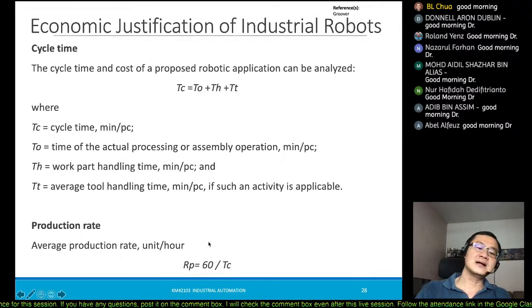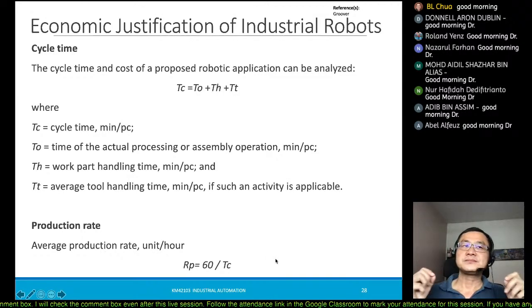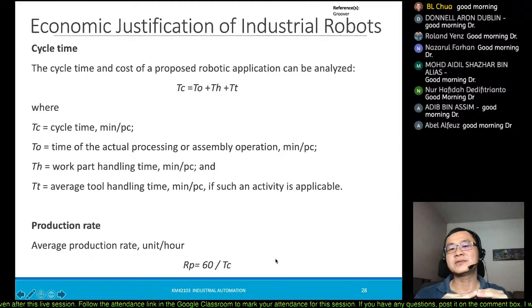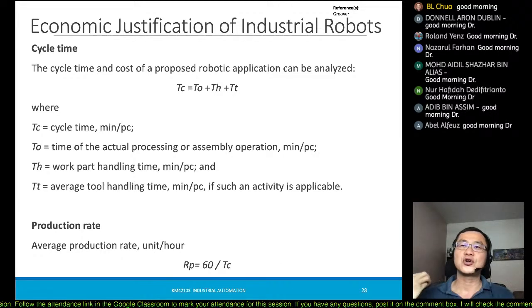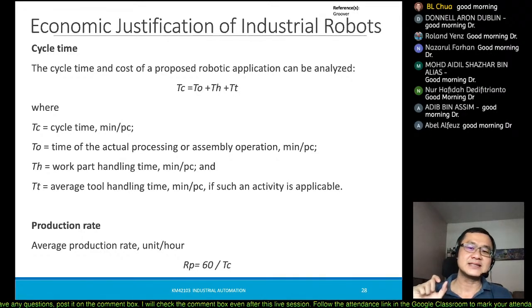So this production rate is an average, and is based on the assumptions that your downtime is not counted, or that the number of quantities that you produce is much larger, so the time for production is much longer than the setup time.